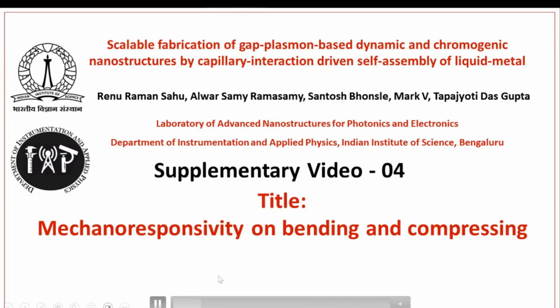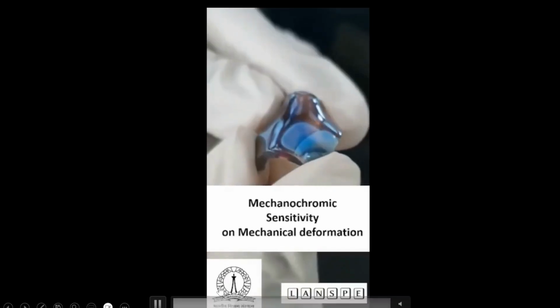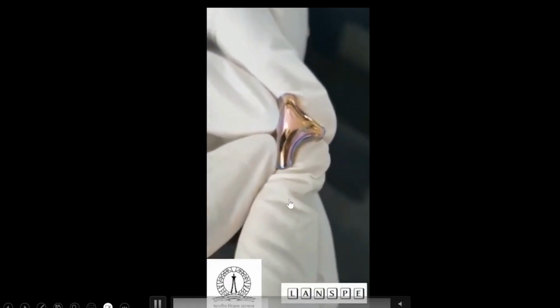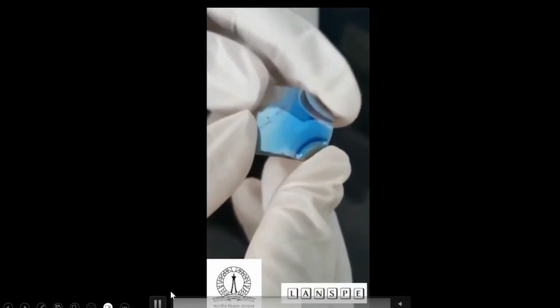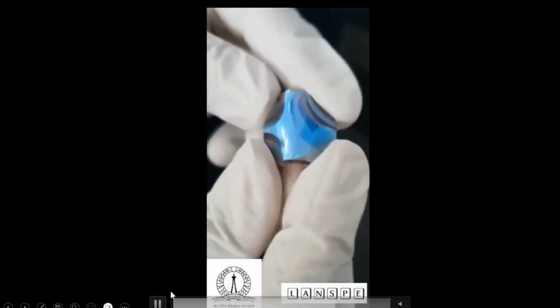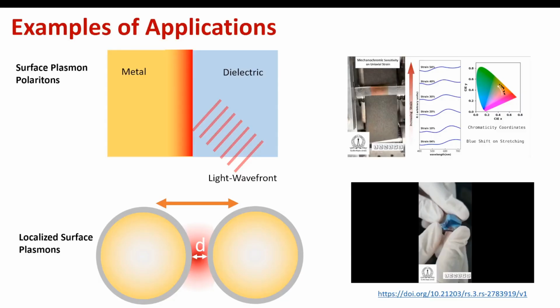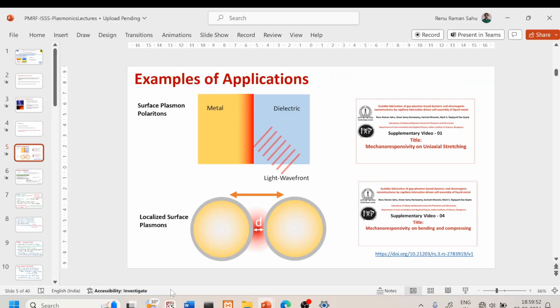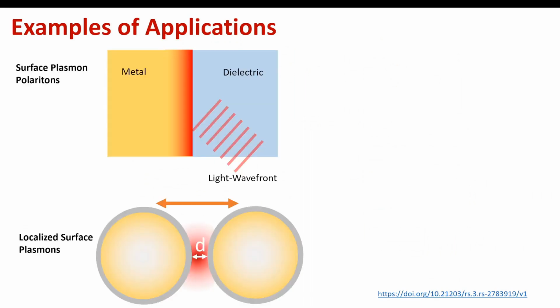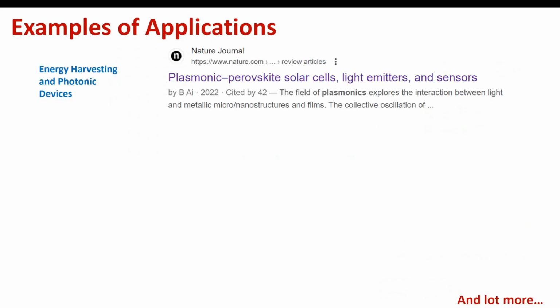There is another sample here, a similar sample. Here you can see that the color is changing from blue to yellow. This is an example of visual sensing. Not only this, there is also work in energy harvesting and photonic devices using plasmonics.